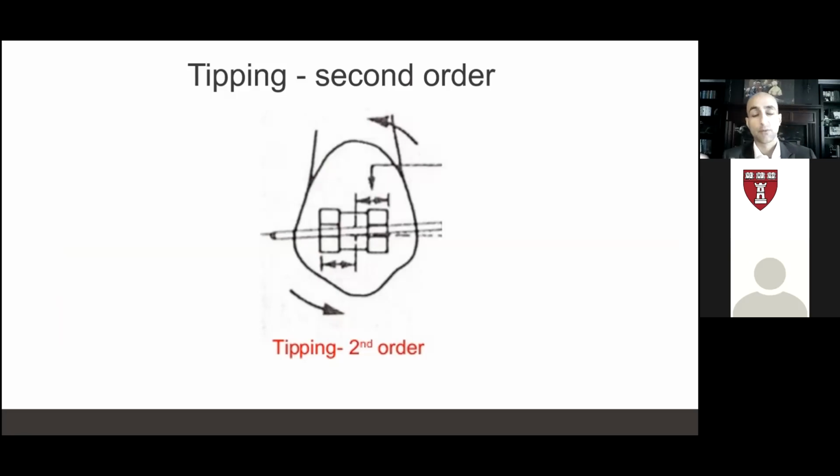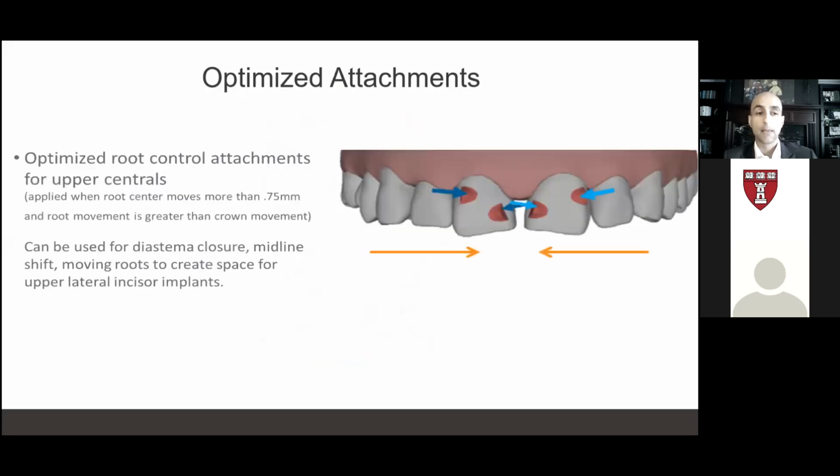Of course, if you want true bodily movement, you're going to have to use power arms or TADs to get the force through the center of resistance. I think we all understand that with fixed appliances. But the same concept applies to aligners. We're pushing the teeth beneath the center of resistance. So any semblance of root movement or bodily movement we think we're getting is likely going to end up in tipping of the crown. So we need to compensate for that, and we need to adjust for that.